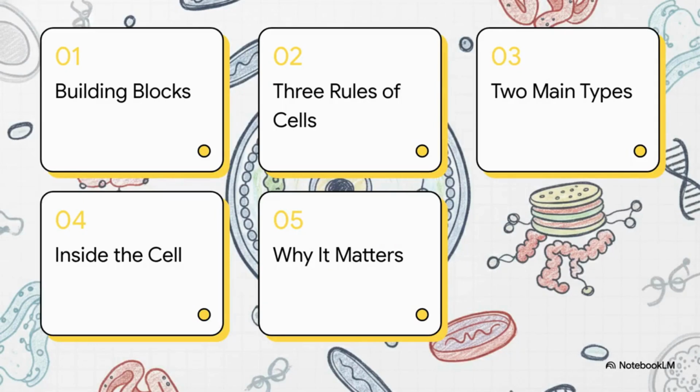Okay, here's our roadmap for this explainer. First, we'll define the building blocks of life. Second, we'll cover the 3 golden rules of cells. Third, we're going to look at the 2 main types of cells. Fourth, we'll take a quick tour inside the cell itself. And finally, we'll wrap up with why all of this actually matters to you.